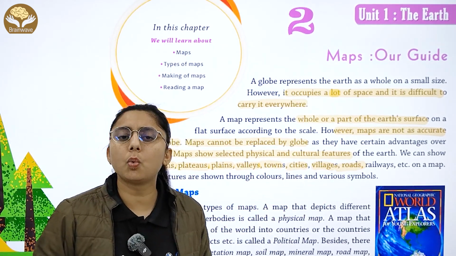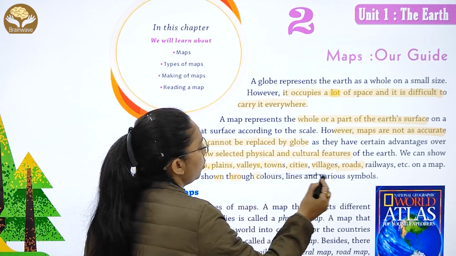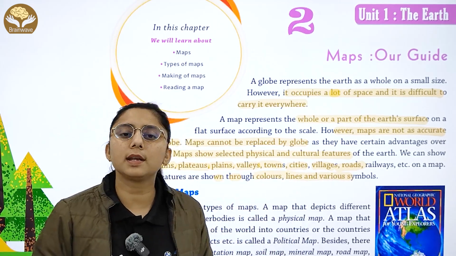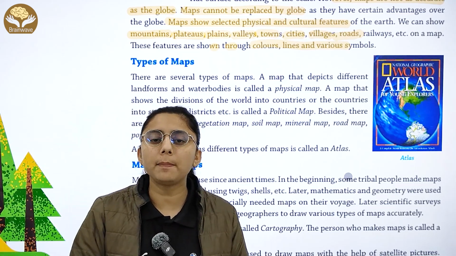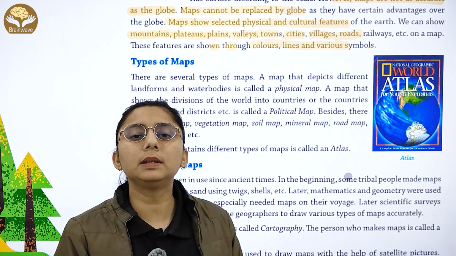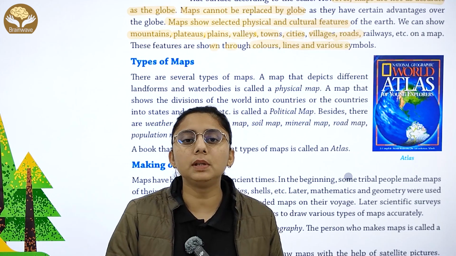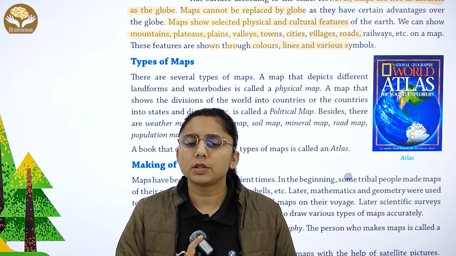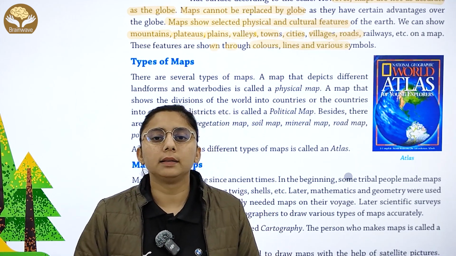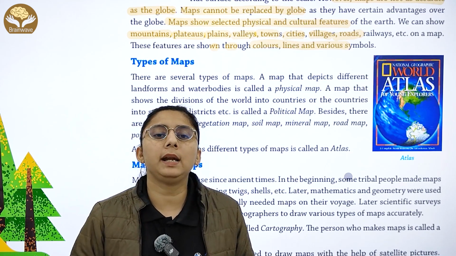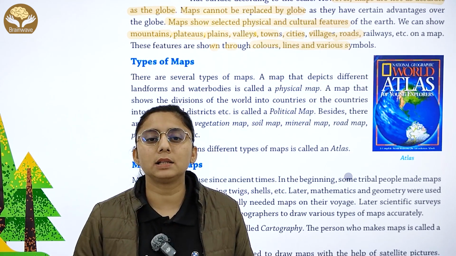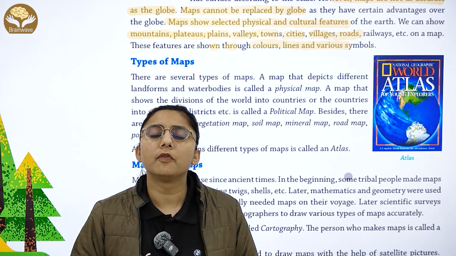And these features, how are they shown? They are shown through colors, lines and various symbols. Now we have types of map. We have 3 types of map: political map, physical map and thematic map. In political map, we will see states, their capital and country. And in physical map, the mountain ranges, plains, desert area, coastal plains, islands are shown.